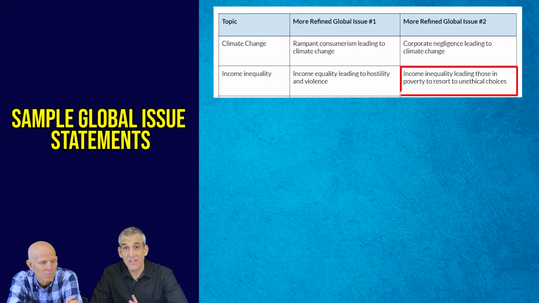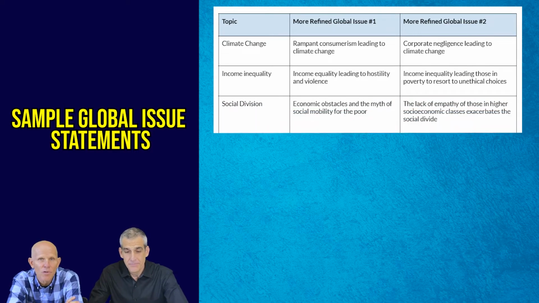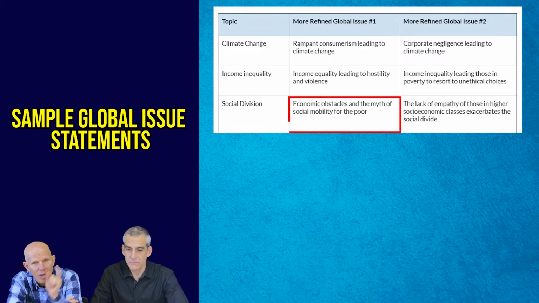Similarly, you could think about income inequality and how it leads those in poverty to make unethical choices, right? We see that in some of Bong Joon-ho's films that we were just watching, where you see a family in the lower class that has to really modify and change their ethics and somewhat be deceptive to rise in social class. Yeah, great. Social division is another topic similar to income inequality. Thinking about economic obstacles and the myth of social mobility. In other words, the inability of someone who's in poverty to transcend that.